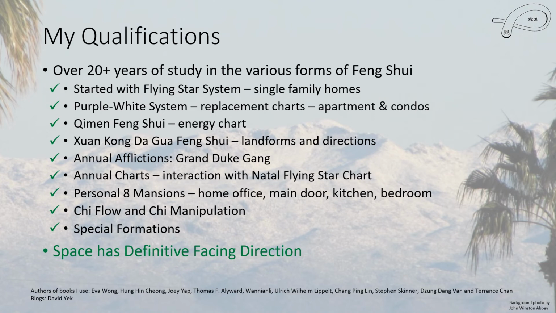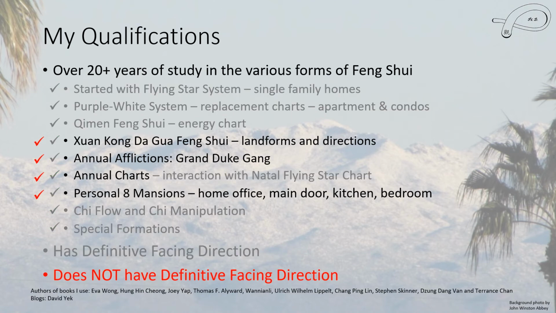If the town that you're living in is laid out in a north, south, east, west road grid, then most of the homes have definitive facing directions. So it depends. If you do not have a definitive facing direction, most of this stuff goes away. I can only be concerned about these 4 things, and this one isn't a good thing. So you've only got 3 positive things to work with.